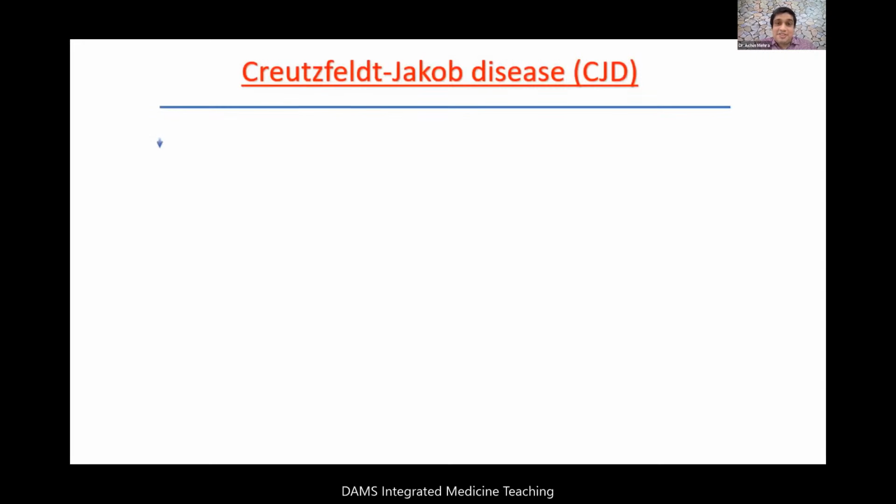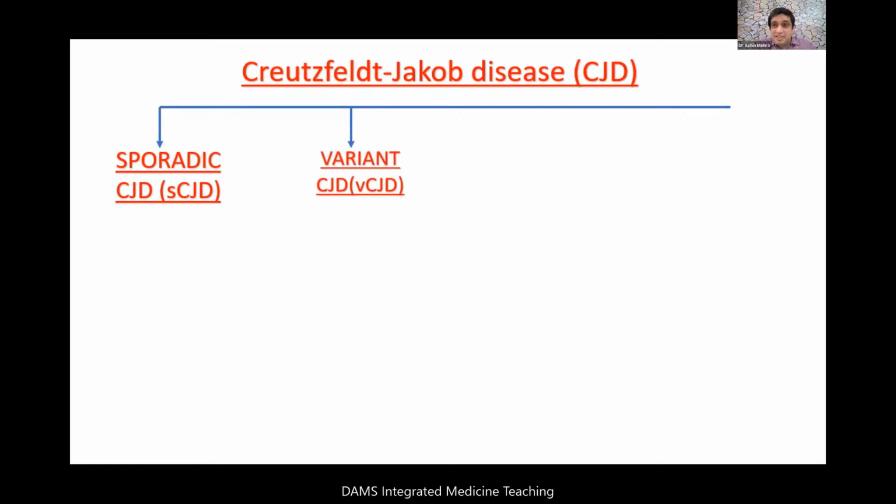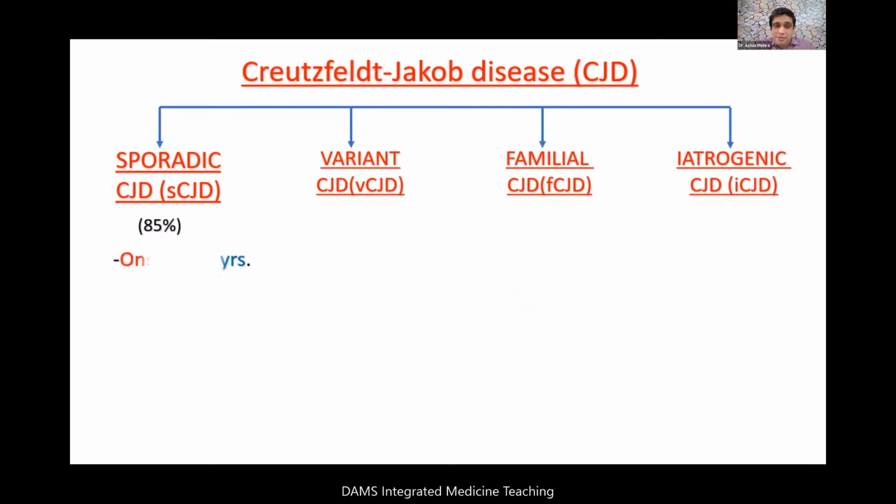Now, Creutzfeldt-Jakob disease is sporadic, that it happens in a particular generation only, it's a sporadic CJD. Another type is variant CJD. Another type is familial CJD and iatrogenic CJD. Now, sporadic CJD is more common. It's seen in around 85% of the cases. The onset of this disease occurs at around 66 years of age. Death occurs within 4 months of the onset of the disorder.